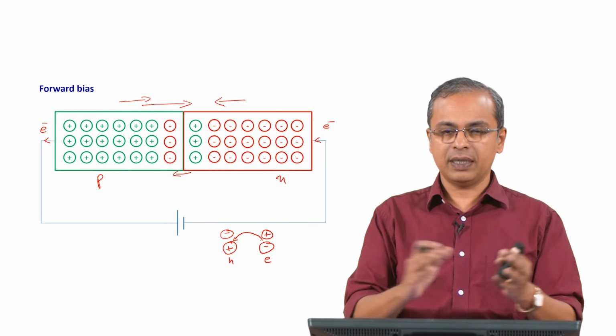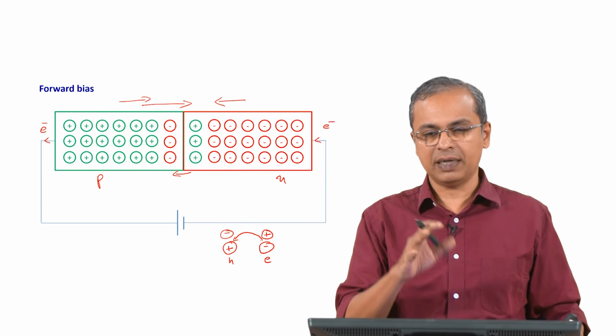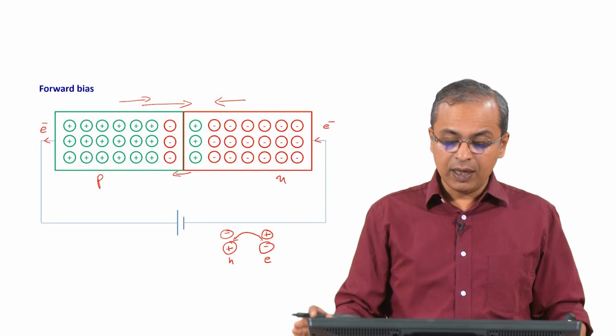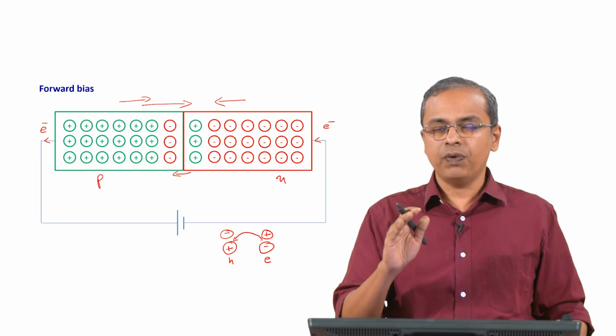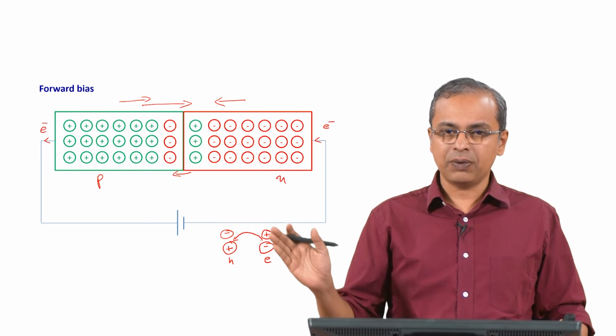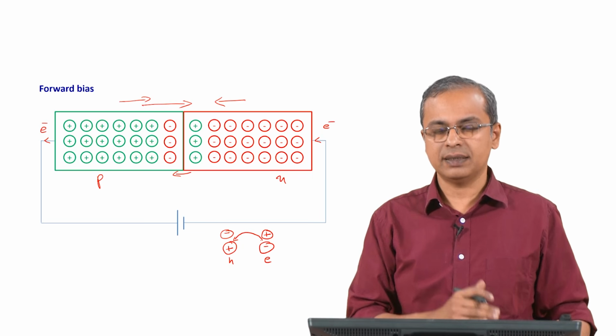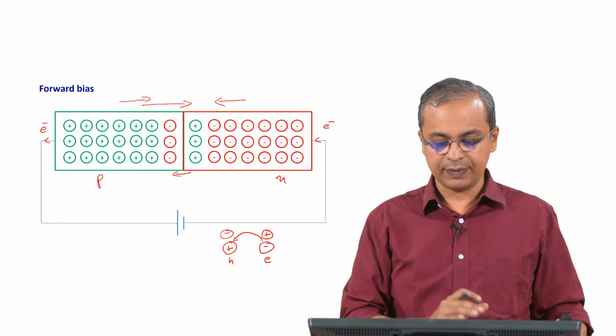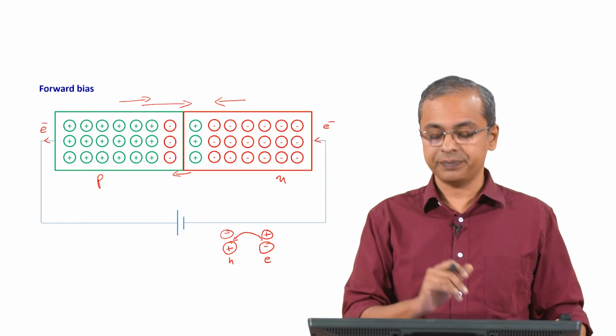So, that is what we mean, and you can think of the circuit that way and also understand what is going on. So, this is what is happening if you forward bias the sample. The junction will disappear and you will have a steady flow of current. So, that is the idea of this PN junction in forward bias.